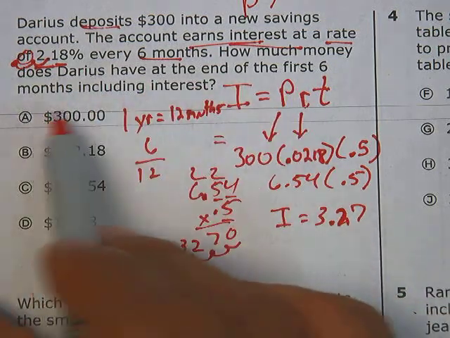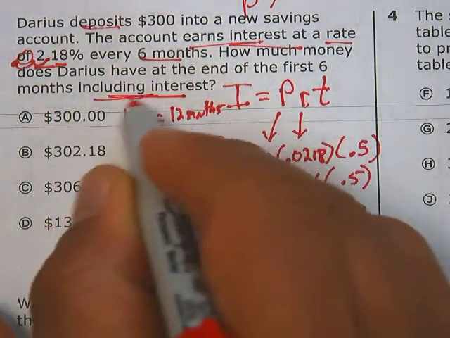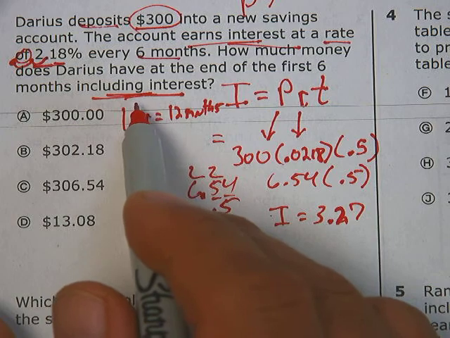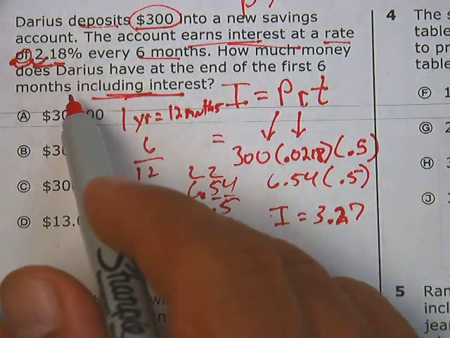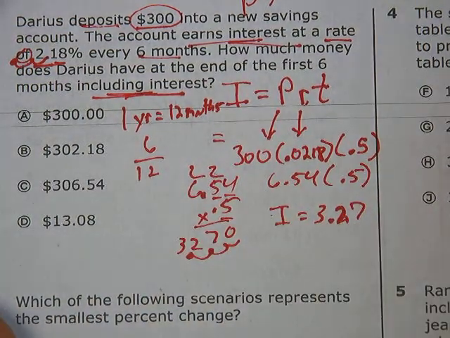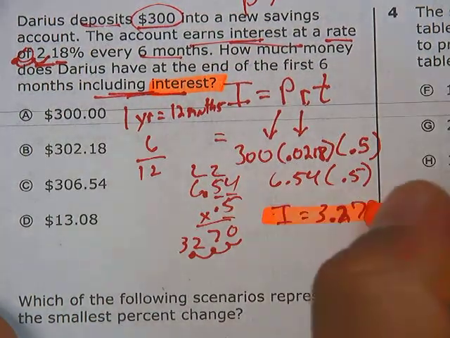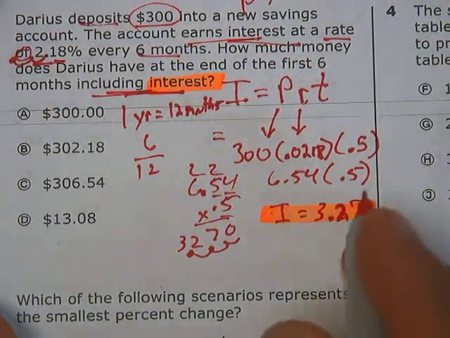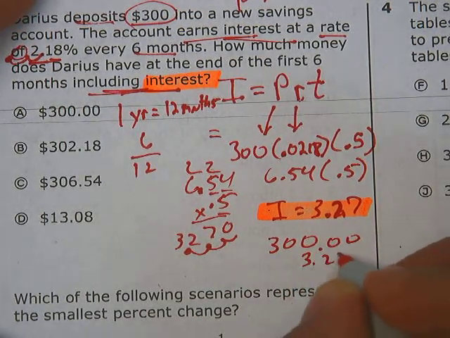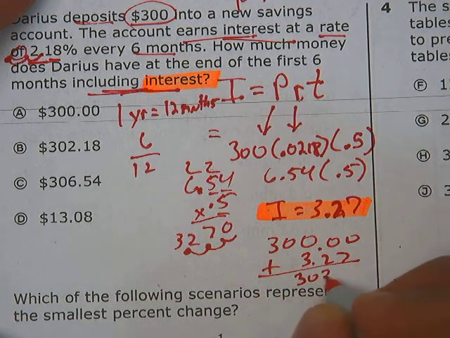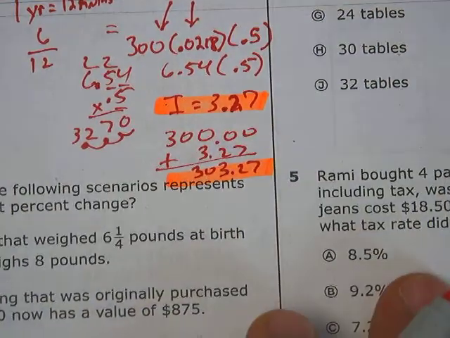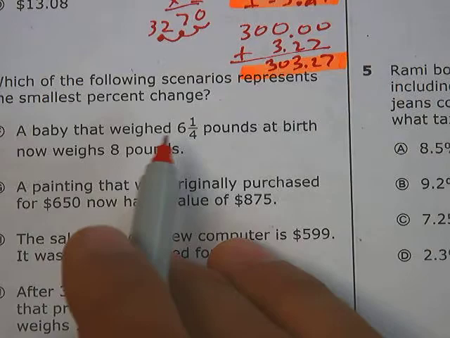And so the question is, how much money does Darius have at the end of the first 6 months, including interest? Well, he had $300, but now he has 300 plus the interest. The interest is the simple interest, that's how much he's earned. So he now has $300 plus the $3.27, and my answer is 303.27. Final answer right here. Okay, next one.